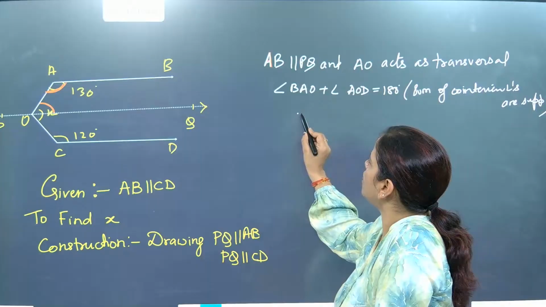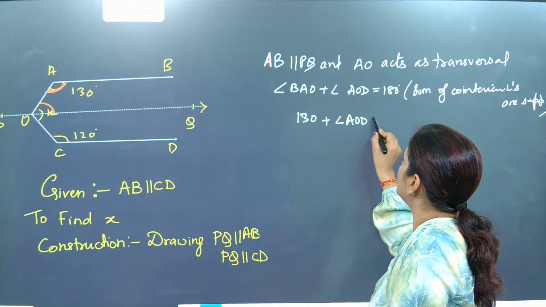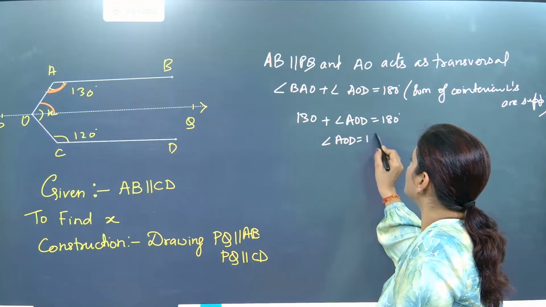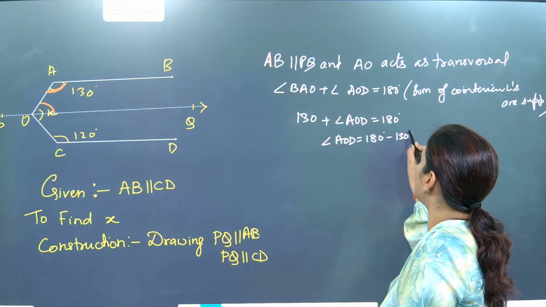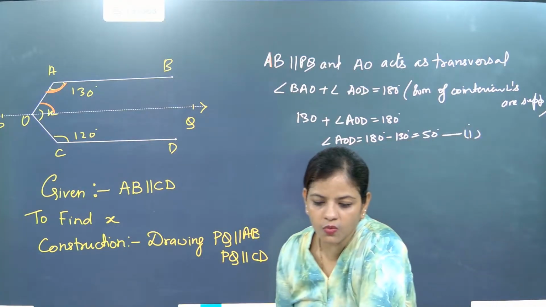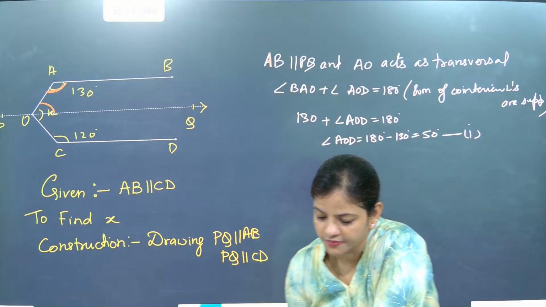So angle BAO is 130 degree plus angle AOQ is equal to 180. So angle AOQ is equal to 180 degree minus 130 degree. Answer is coming as 50 degree. Take it as equation 1. I did not skip a single concept there. I am writing everything down.